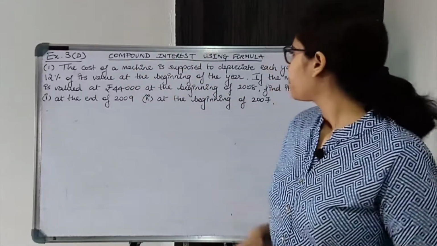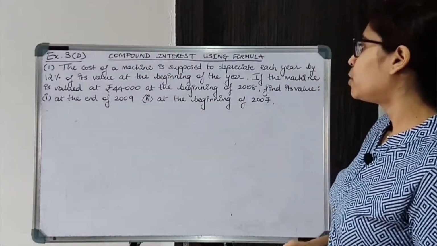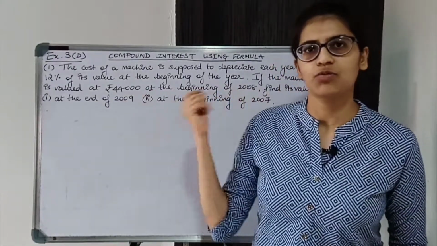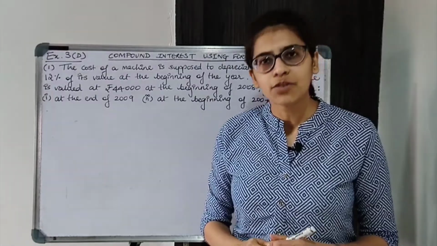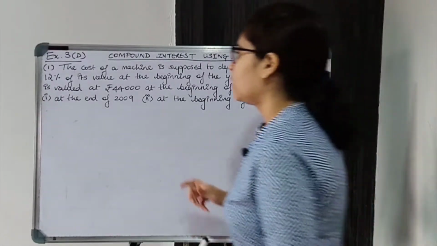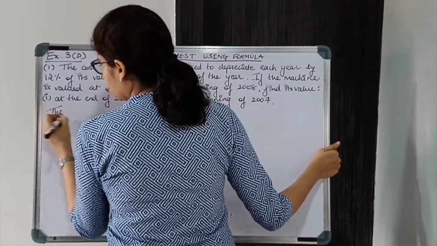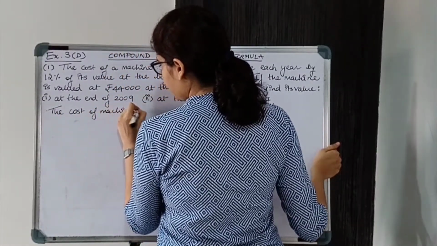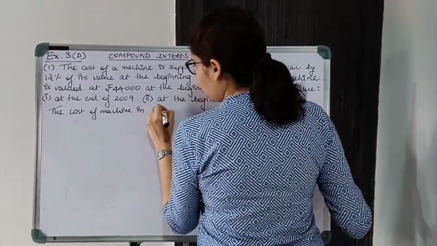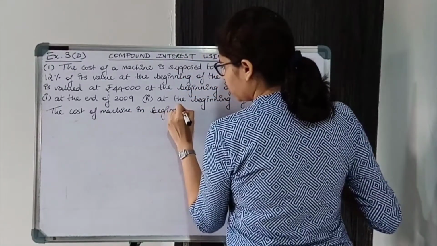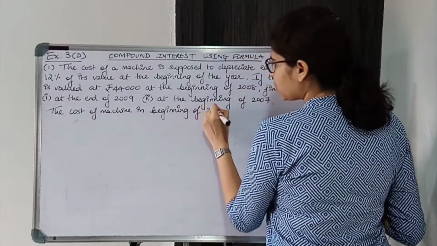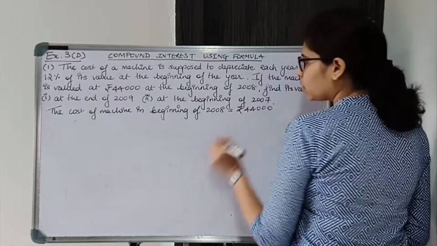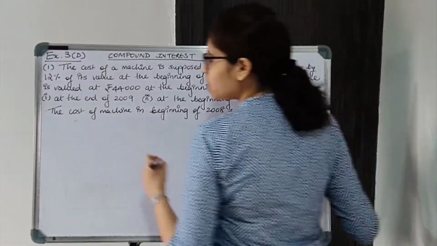If the machine is valued at rupees 44,000 at the beginning of 2008, we have to find the value in these 2 years, 2009 and 2007. So let us write down all the given information. Now the cost of machine in beginning of 2008 is given. So in beginning of 2008 the costing is 44,000, and R is 12%.